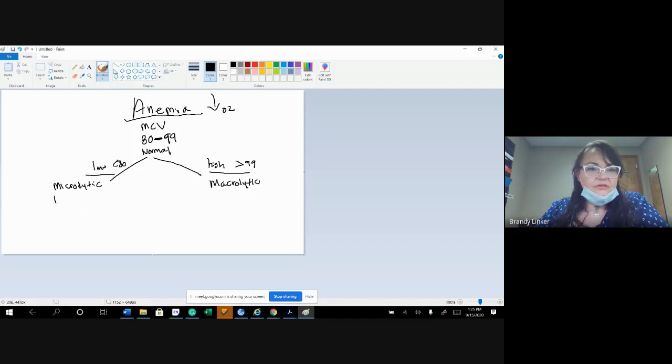So the first microcytic is iron deficiency. And we're going to go into each of these individually, but I'm just giving you an overview chart so that you know how to divide them up in your head. Sideroblastic is another one. We're not going to go over that one because it's not super common, and we're just going to do what you need to know for boards. But sideroblastic is a type that's microcytic. Thalassemia, which we are going to go over. And then anemia of chronic disease, and it can actually be low or normal.